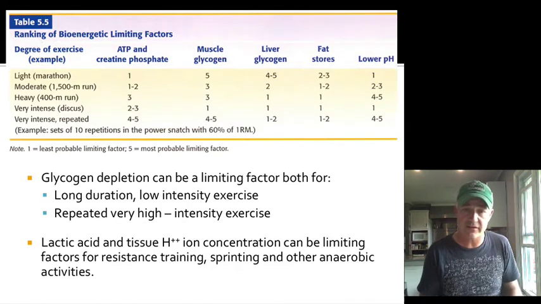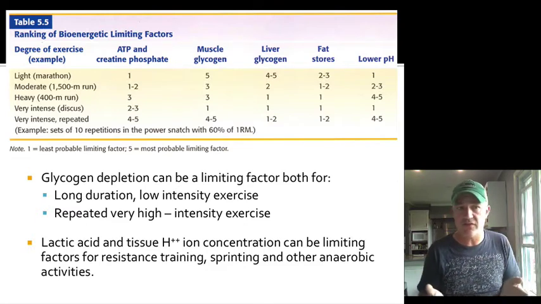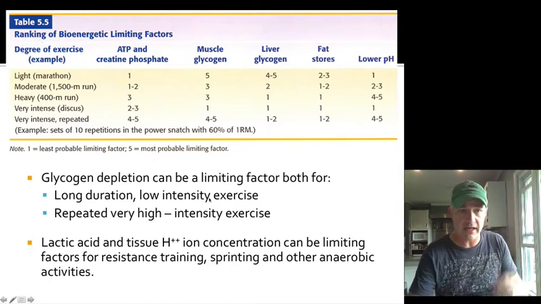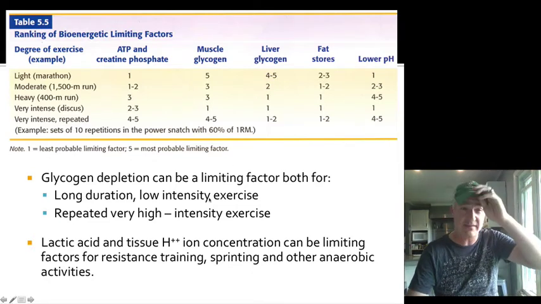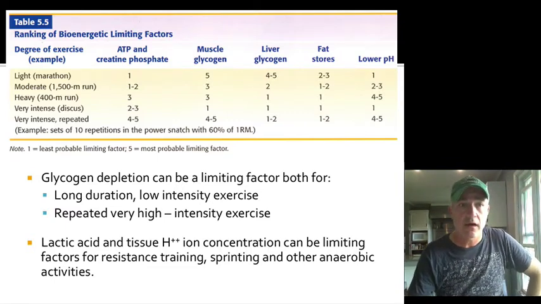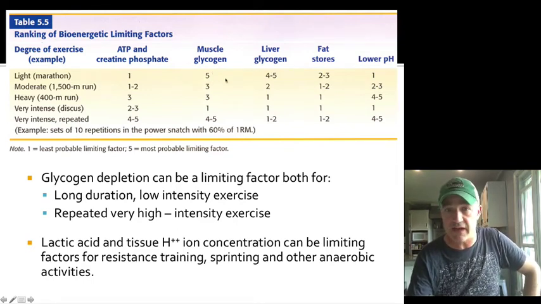And like I said, glycogen depletion, long duration. So like I said, marathon training, something like that, running a marathon, you're not working at a particularly high intensity, maybe 70% of your max. You can see ATP and creatine phosphate, not particularly important. Muscle glycogen is probably the biggest limit. Muscle and liver glycogen are going to be the limiting factor on this one.